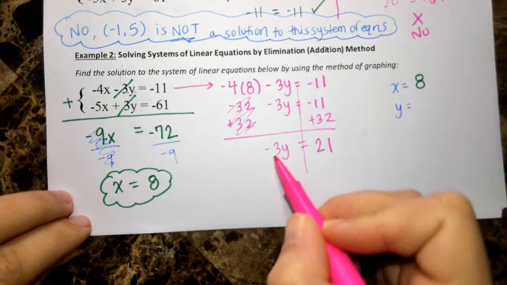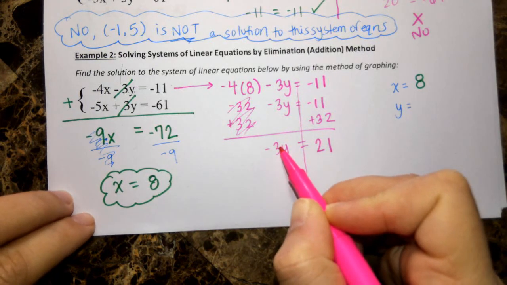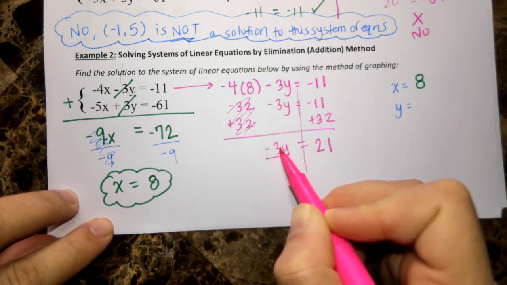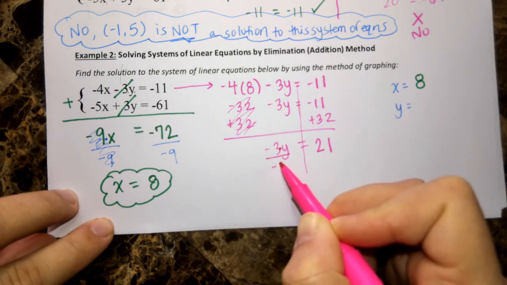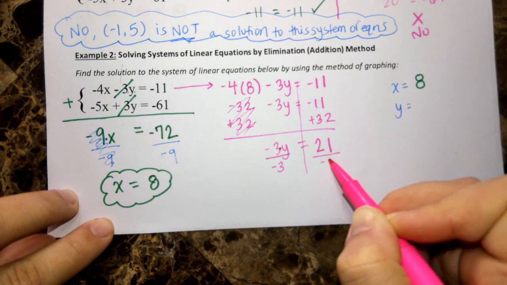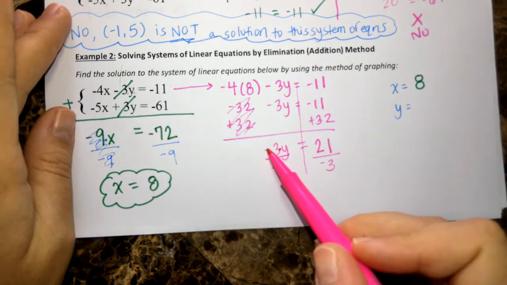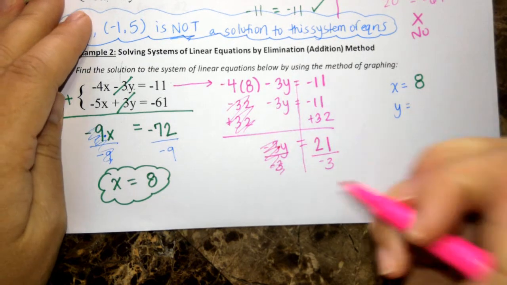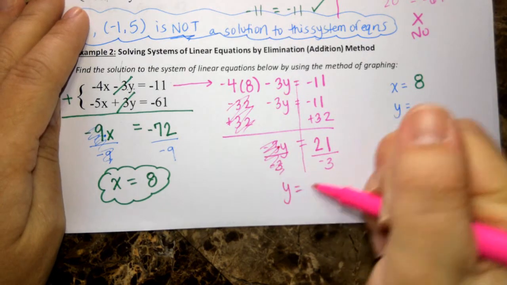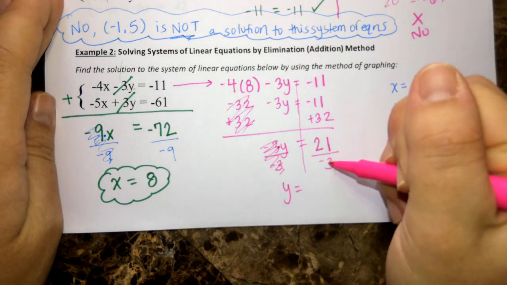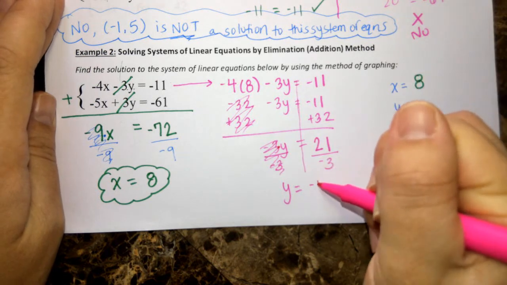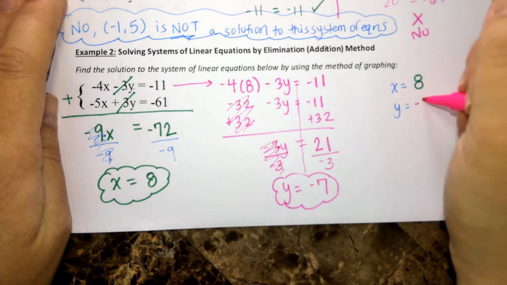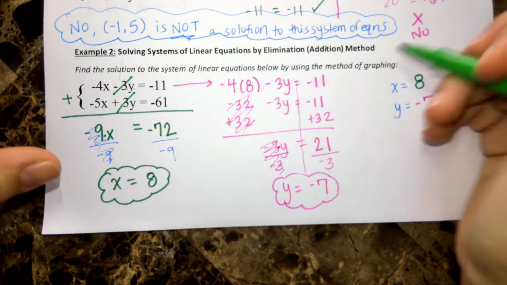And then lastly, we're trying to get rid of this coefficient. Anytime you have a coefficient, you want to get rid of it, you just divide. Negative 3 is being multiplied by y, so we're going to divide by negative 3 on both sides. Negative 3 divided by itself is just one whole. They essentially cancel out. And we are left with y equals 21 divided by negative 3, which is negative 7. And there's our y value of the solution.